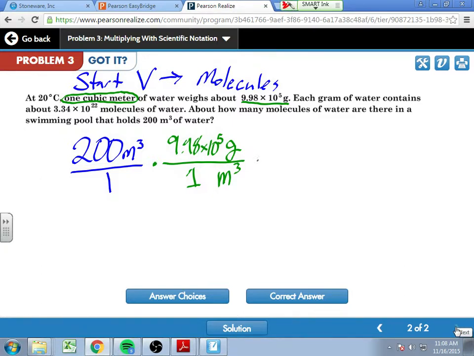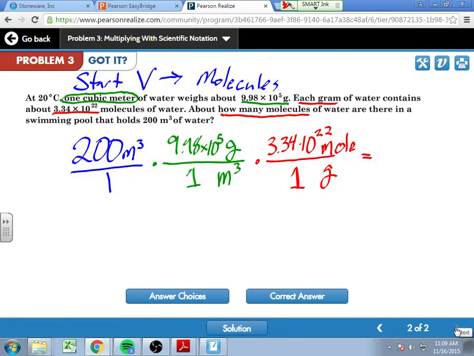Now I want to go from grams into molecules if possible. Because I'm trying to answer how many molecules. So to answer that, I know that 1 gram contains 3.34 times 10 to the 22nd molecules. That's exactly what I want. Is that MDE? Mole, abbreviation for molecules. Yeah, it looks like MDE. It was written closely, but would not make sense.